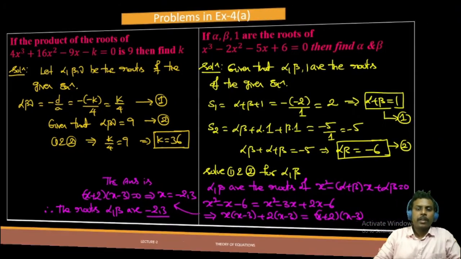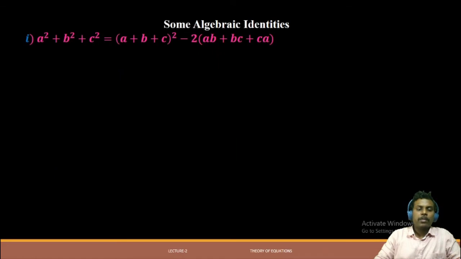Before proceeding further, let us prove some algebraic identities which will be helpful in solving certain problems. Okay, here is the solution. The given algebraic identity is a square plus b square plus c square is equal to a plus b plus c whole square minus 2 into ab plus bc plus ca. Okay, so how to prove this?